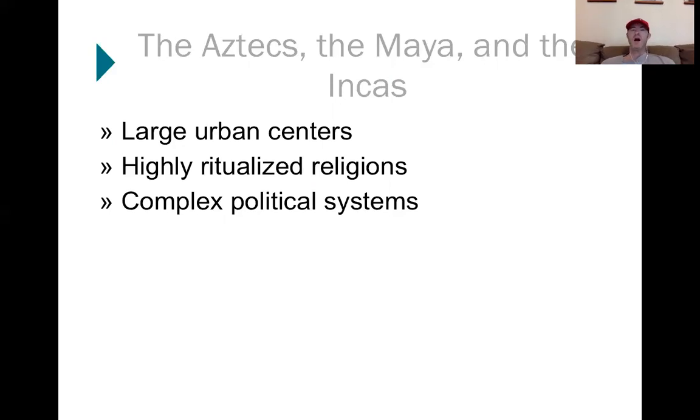Okay, and then complex political systems. Think about that. What is meant by a complex anything, but in this case, a complex political system? We're talking about organized ways of society having almost like a hierarchy of leadership. And how is that going to impact these different settlements before European contact arrives?